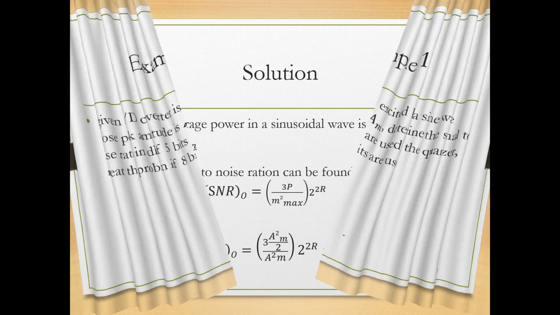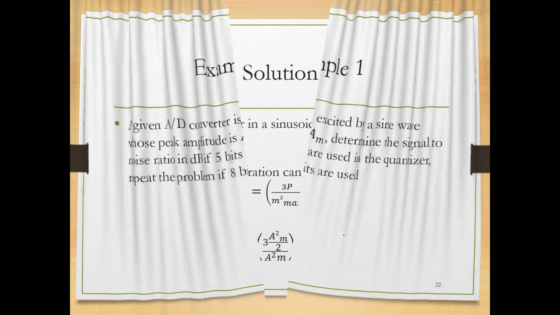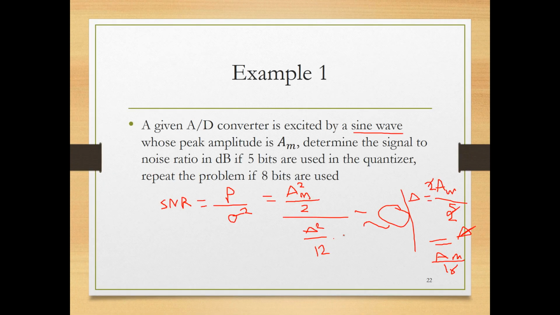Because the question is asking about what in dB? The signal to noise ratio in dB. Yes, I'm saying the signal to noise ratio in dB. So you must convert that linear to dB, otherwise you didn't answer correctly.